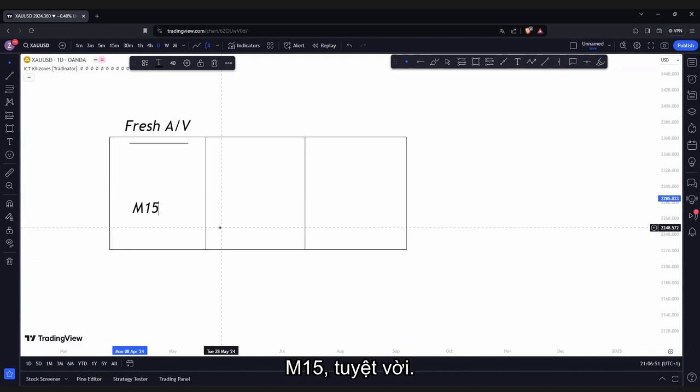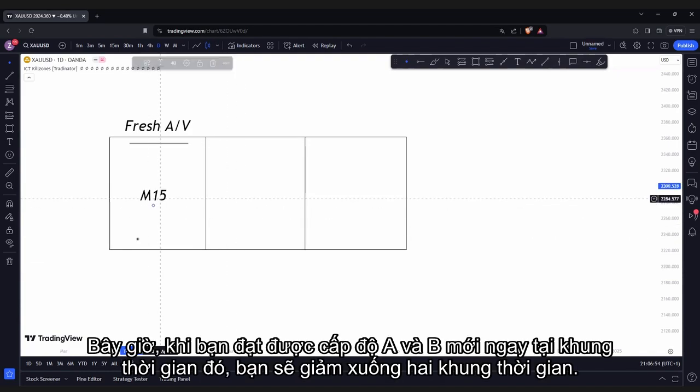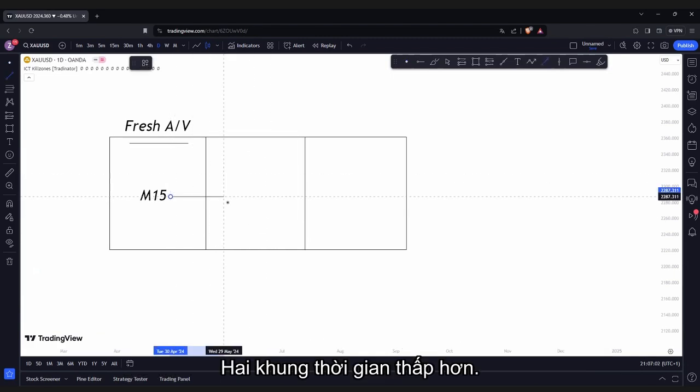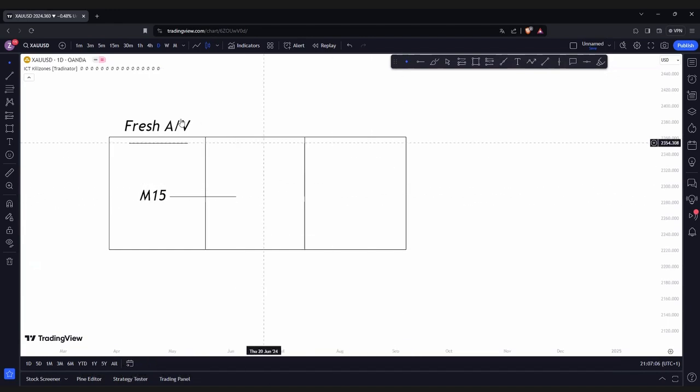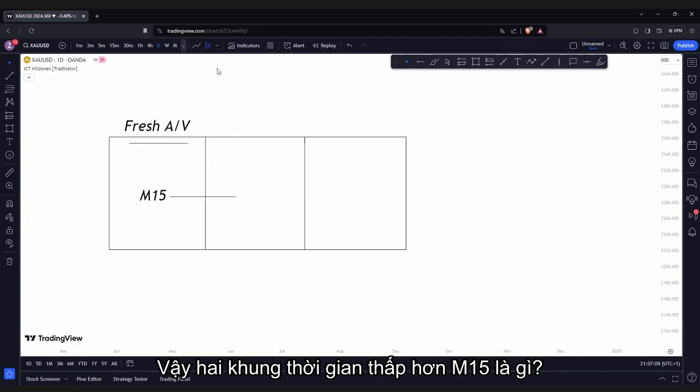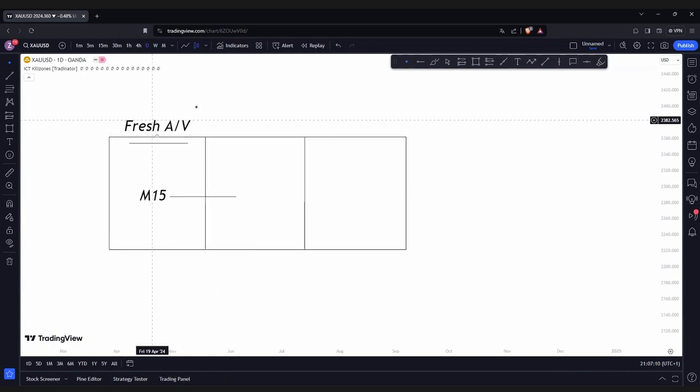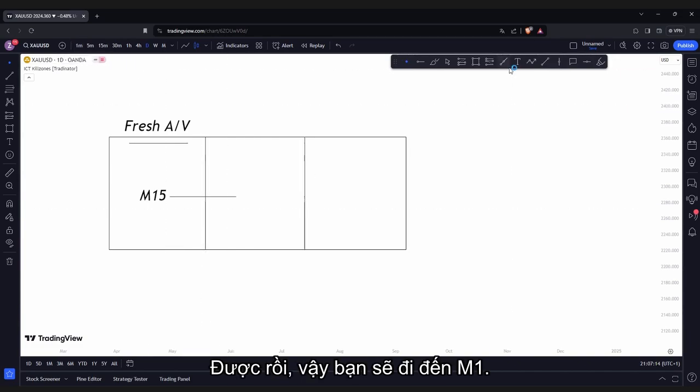M15, okay. M15, amazing. Now, once you get your fresh A and B level right here on that time frame, you're gonna drop 2 time frames lower, okay? 2 time frames lower. Now, on that level, you're gonna drop 2 time frames lower. So 2 time frames lower than M15 is what? M15, M5, M1. Okay, so you're gonna go to M1.